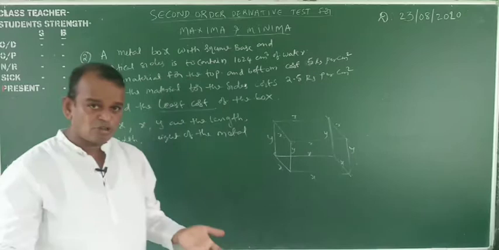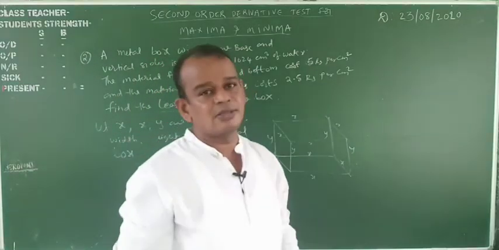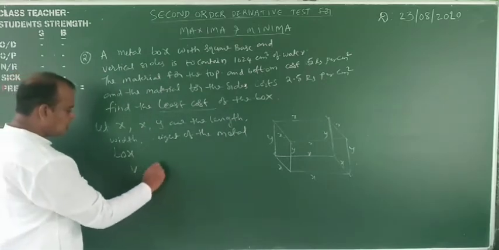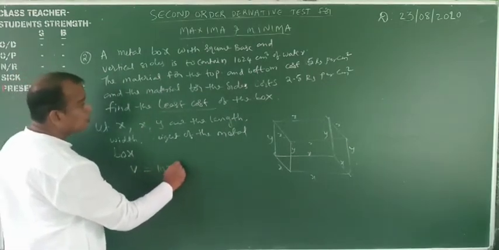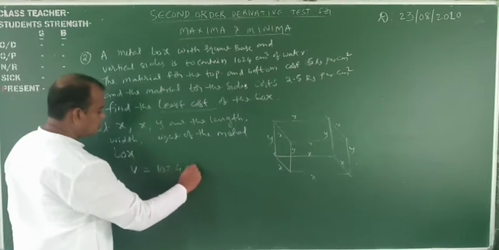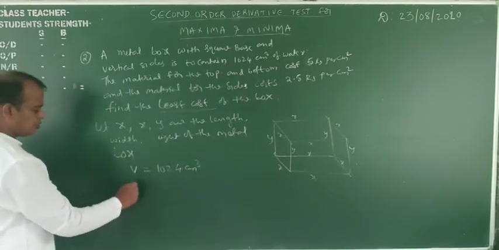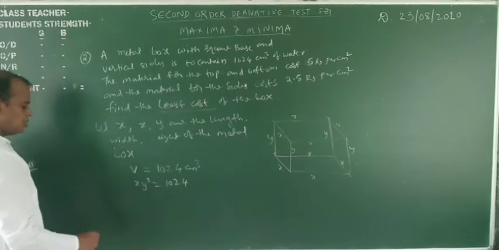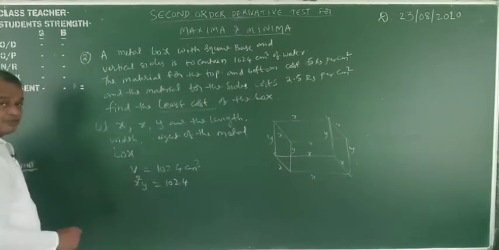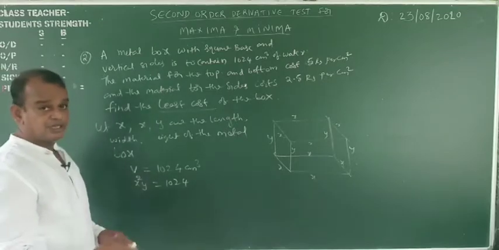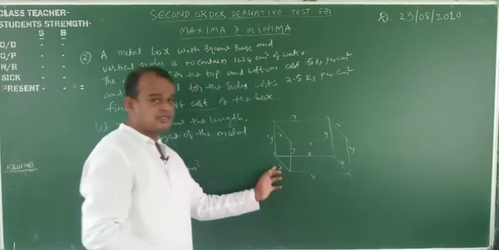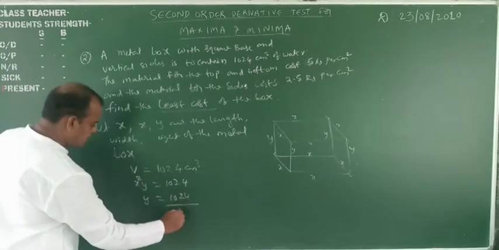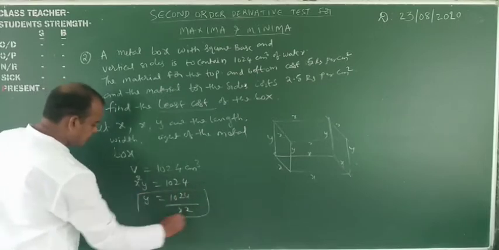How much water quantity is inside that box means 1024. That is the volume, 1024. Now volume is equal to 1024 centimeter cube. Sorry, x square into y. Length into breadth into height. Length is x, breadth is x. Now here y is equal to 1024 by x square.